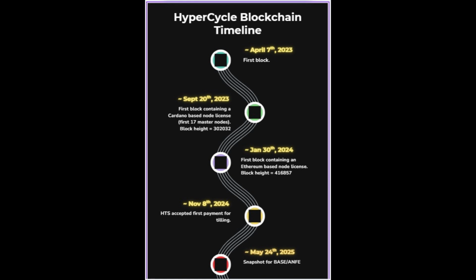So fun trivia, this network is a little over 2 years old now, about 2 years and 4 months. Our first reporting node license, actually on Cardano, came in on block 302,032 on September 20th, 2023. And our first Ethereum node license in block 416,857 on January 30th of 2024.